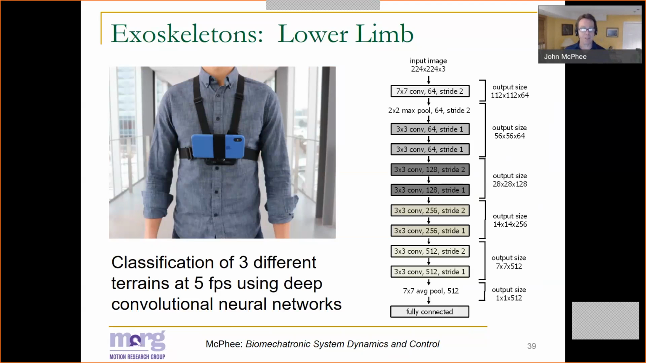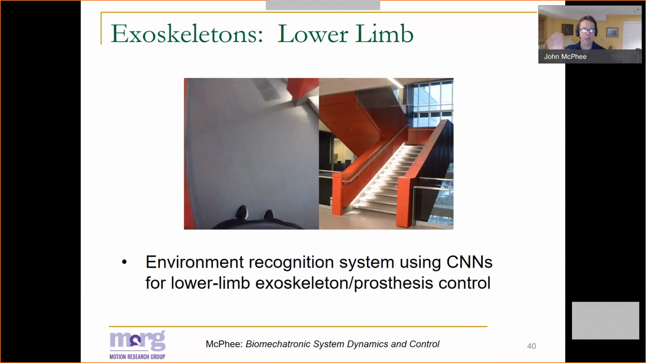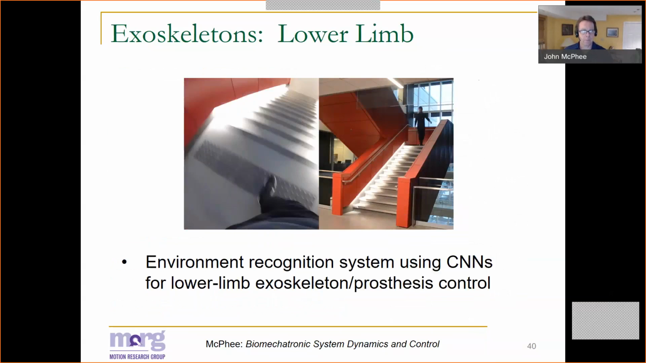We gathered a lot of images, and we trained a deep convolutional neural network, a CNN, in order to recognize 3 different terrains at a speed of 5 frames per second. And 5 frames per second we felt was fast enough to automatically do mode selection control on the exo, because exoskeleton users don't move very, very quickly. The 3 different terrains we were interested in were level ground walking, going upstairs, and going downstairs.